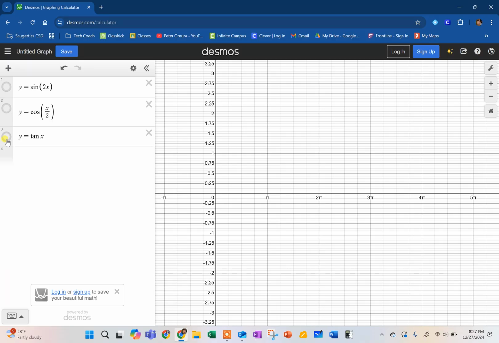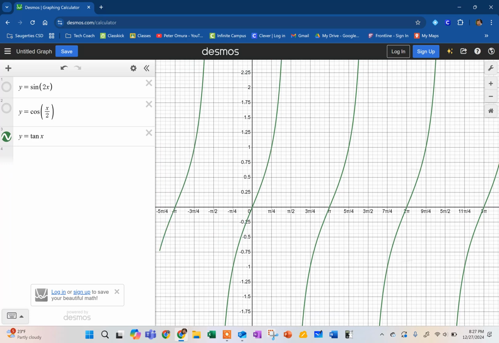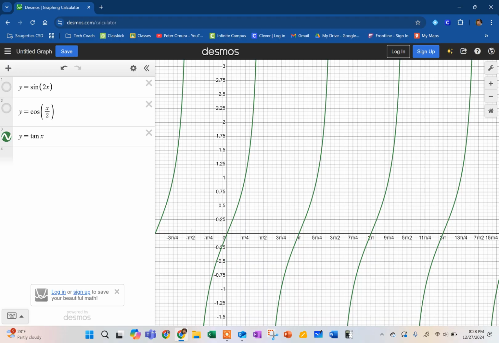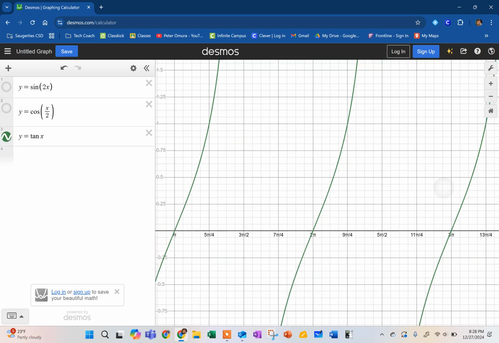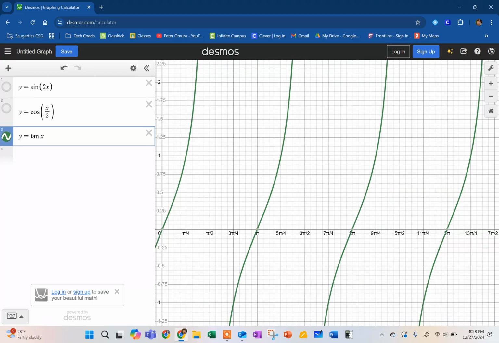And then finally, here's y equals the tangent of x. You can see all of the asymptotes, and it happens at pi over 2, negative pi over 2, 3 pi over 2, 5 pi over 2. I think you can pretty much figure out that's 1 pi over 2, 3 pi over 2, 5 pi over 2, should happen at 7 pi over 2. Oh, here's 7 pi over 2.